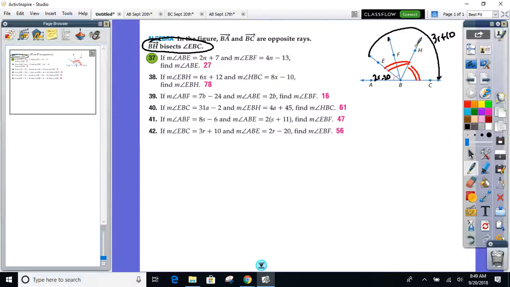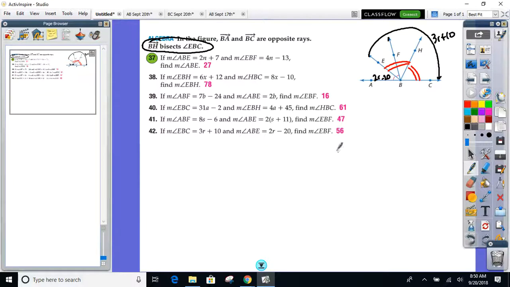Are these two angles congruent that they gave me? Absolutely not. So don't set them equal. But I've got to do something with them, right? BA and BC are opposite rays, meaning what type of angle is ABC? That's a straight angle. What do straight angles add up to? 180. And don't you agree if I take this angle, the 3r plus 10, and 2r minus 20, I'm going to get the straight angle? Everyone agree? If I add those two angles together, I'm going to get ABC, the straight angle. So that's exactly what I'll do.